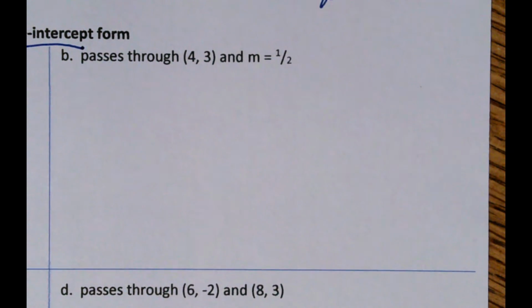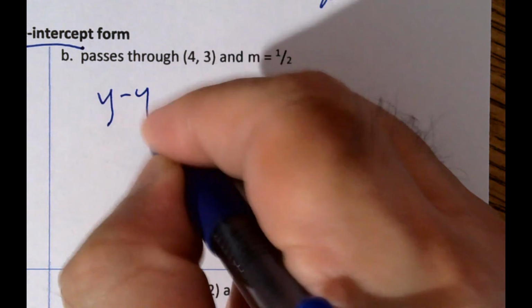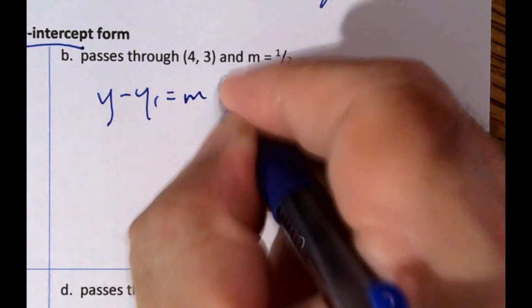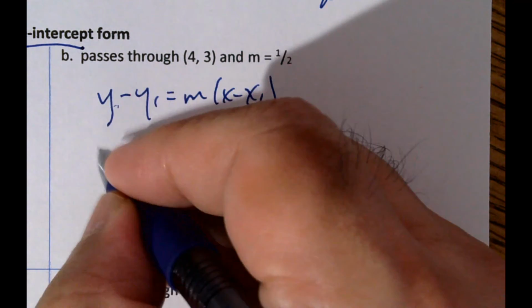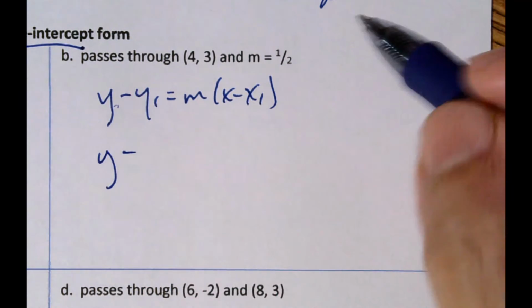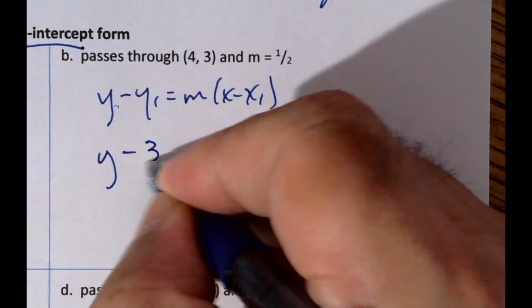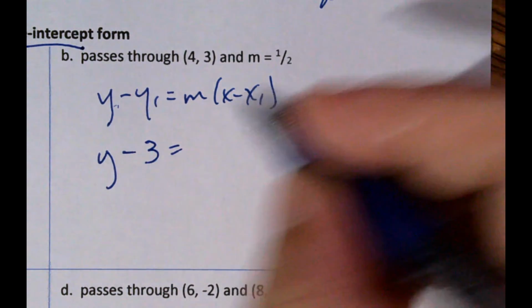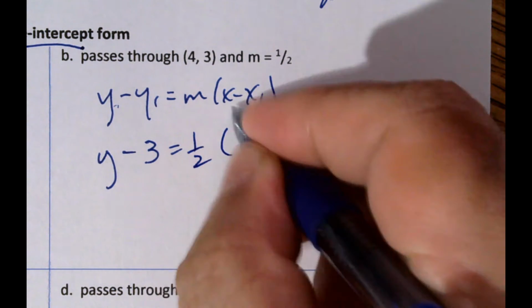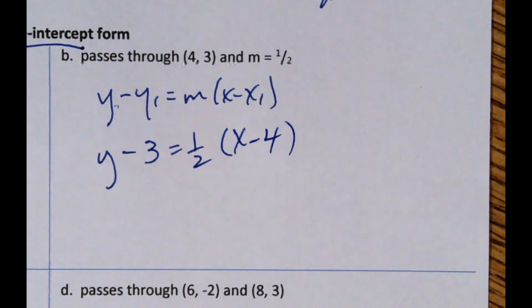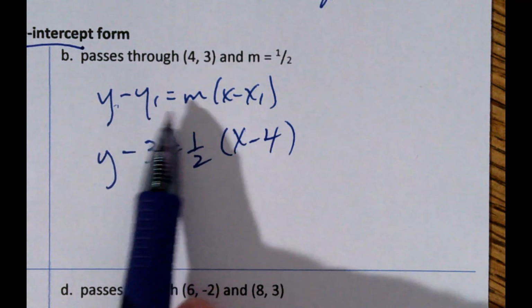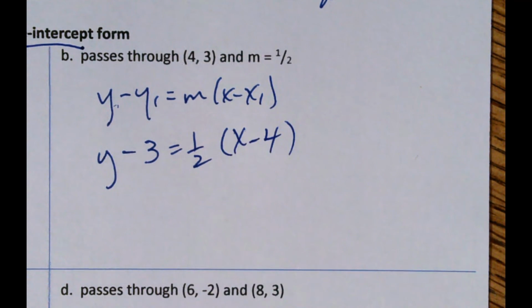All right, let's go on to B. We're going to pass through the point 4, 3. Let's write the formula. The y doesn't change. It's the y1 that changes. It's going to get replaced with 3, so y minus 3. The m is 1/2, so replace the m with 1/2. X doesn't change, but x1 changes to 4. So only those three are the numbers: y1, m, and x1. All right, let's go and clean that up.